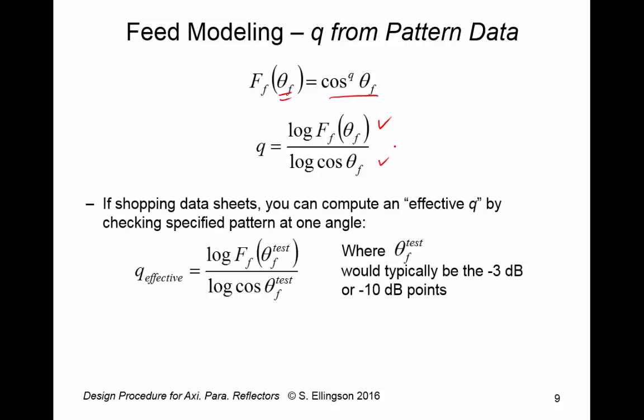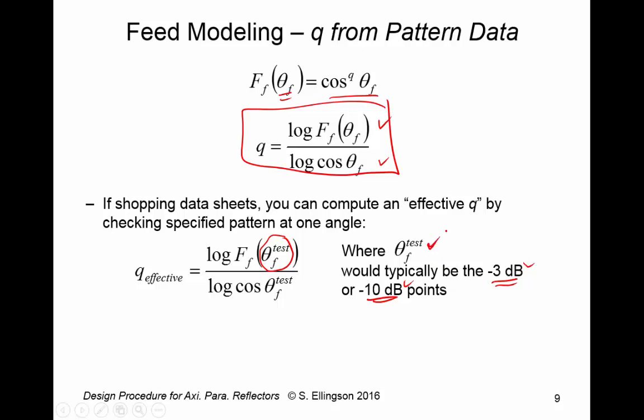Now, if you're shopping data sheets, for example, looking through a catalog of feeds, typically they won't tell you what the effective Q of the feed is, even though that would be useful to you as part of this design procedure. But you can calculate one, and the way you do it is you take advantage of this equation. You take a value of theta f, which we'll call theta sub f test, and that value is typically whatever angle it takes to be at either the 3 dB point or the 10 dB point. It's your choice because this is an approximate thing to start off with, but you make some choice here about how you want to define the test angle.